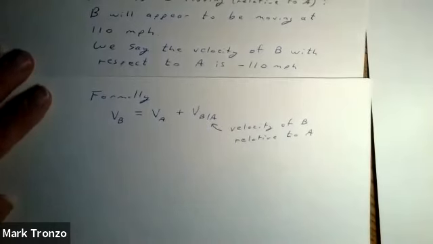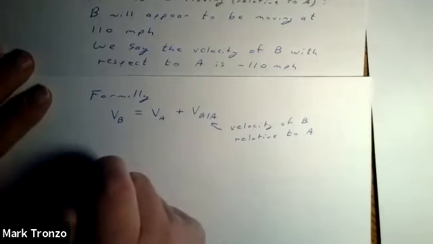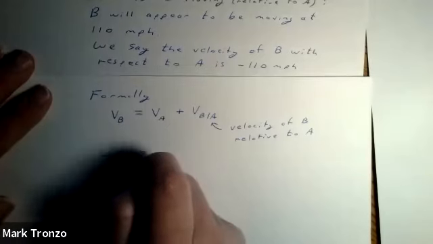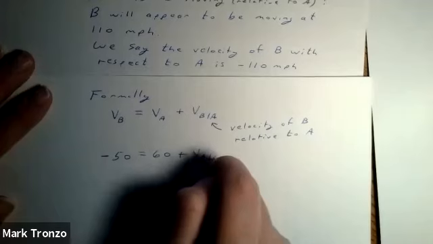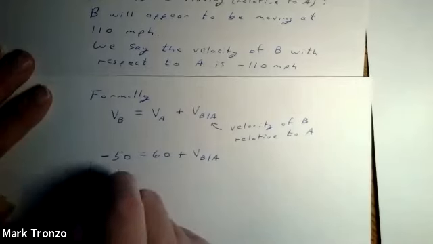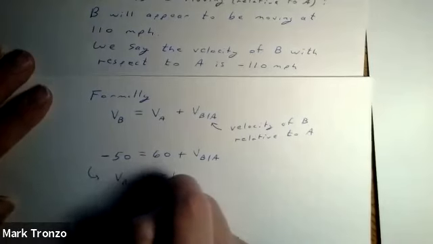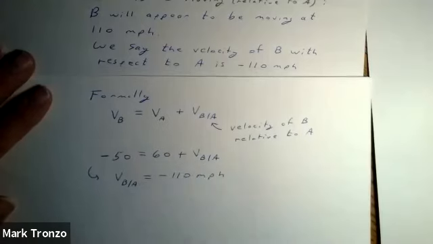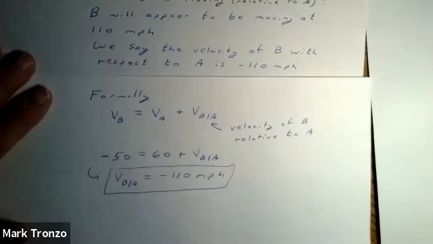So if we were to put our values into the equation, we know B is moving at minus 50. A is moving in the positive direction, it's 60. Velocity of B relative to A, if we bring that over to the other side, is minus 110 miles per hour. So that's the way that you would formally do it.